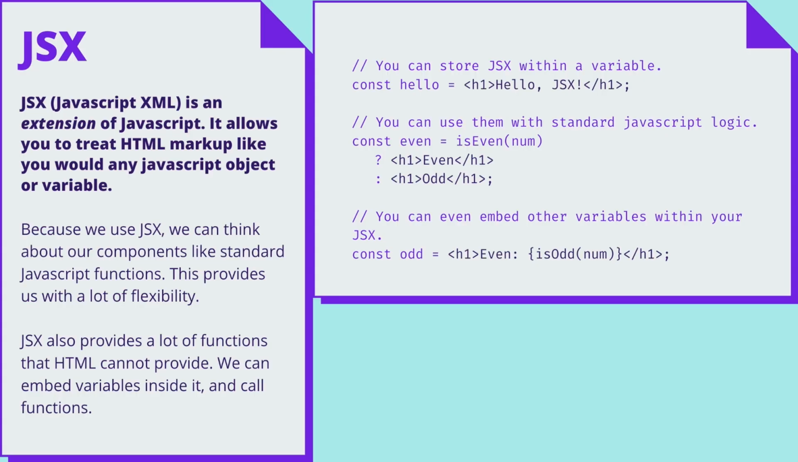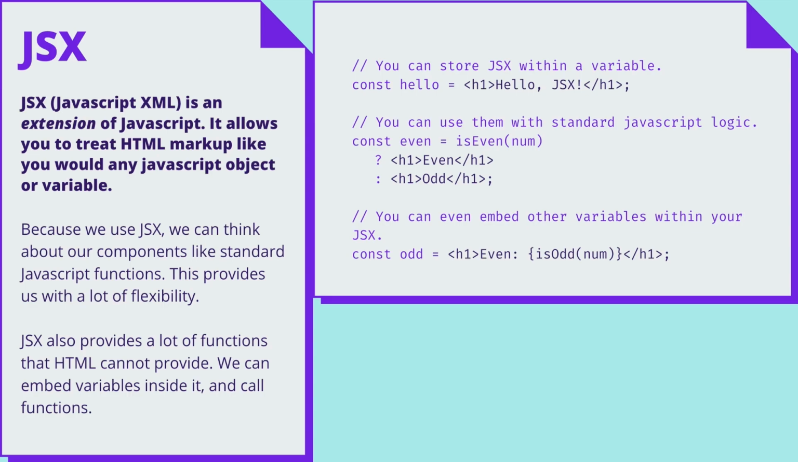React functions generally return something that we call JSX. JSX stands for JavaScript XML, and it's like an extension of JavaScript, which allows us to treat HTML code like we would any JavaScript object. This is really useful, because now HTML is just like any other data that we use, and that provides us with a lot of flexibility.